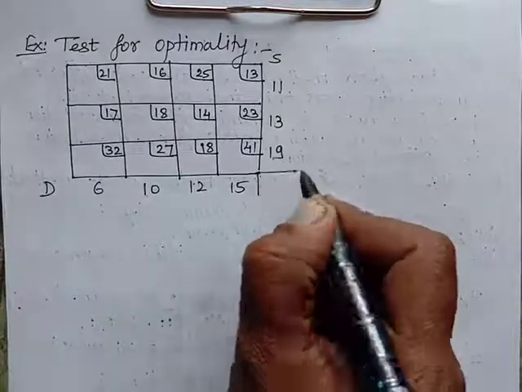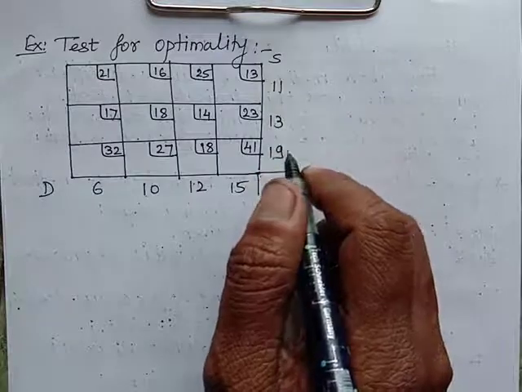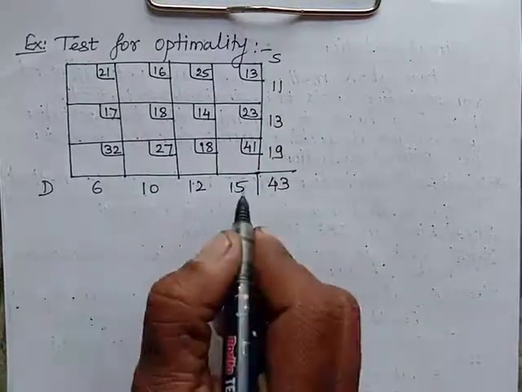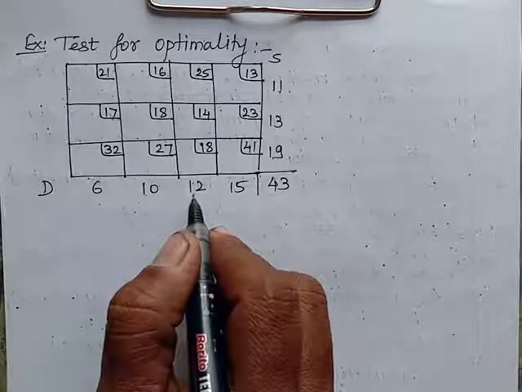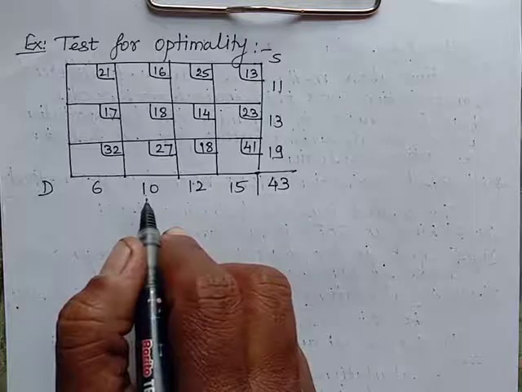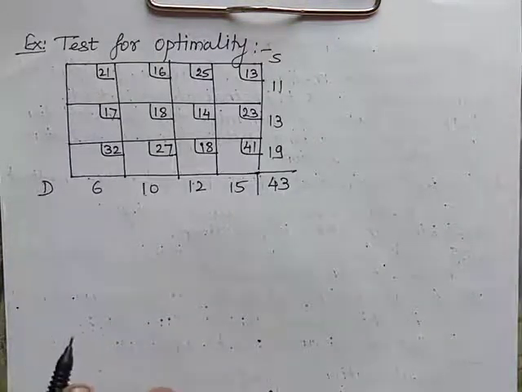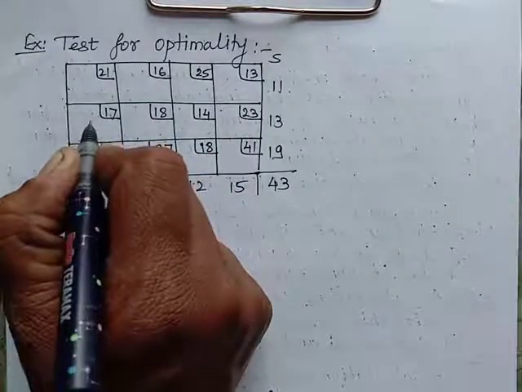Now what is the addition here? 11 plus 13 is 24, plus 19 will be 43. And here 15 plus 12 is 27, plus 10 is 37, plus 6 is also 43. So it is balanced, so it has a solution. And the initial basic feasible solution is given to us.